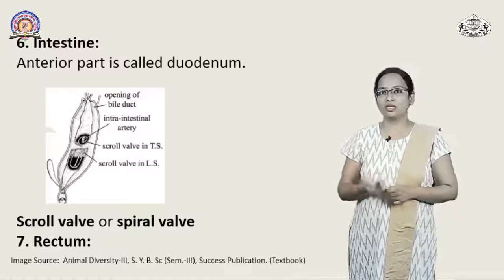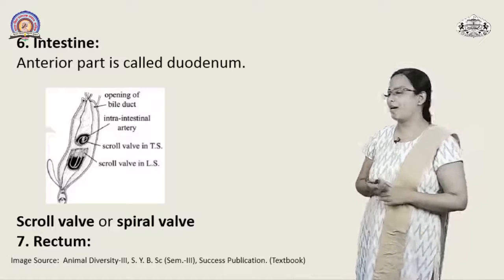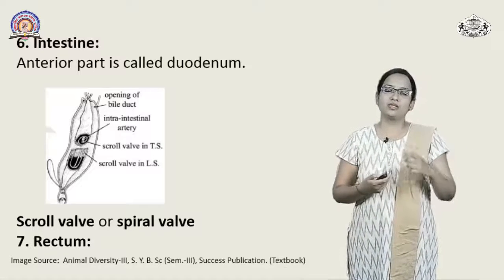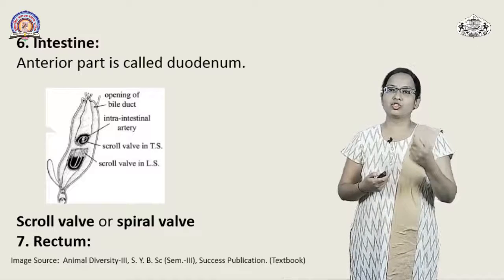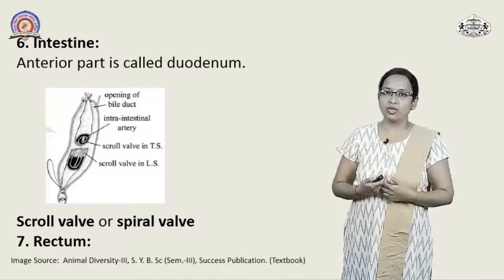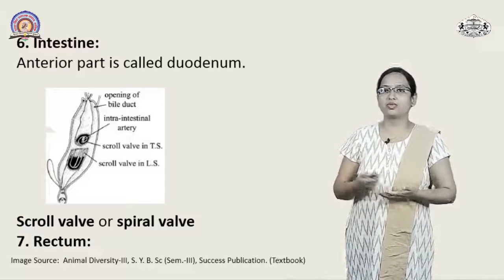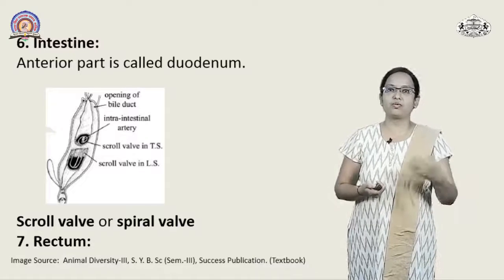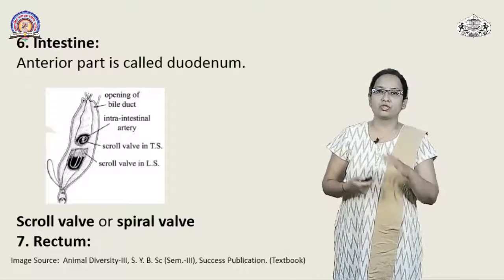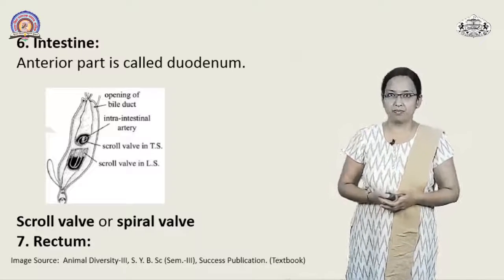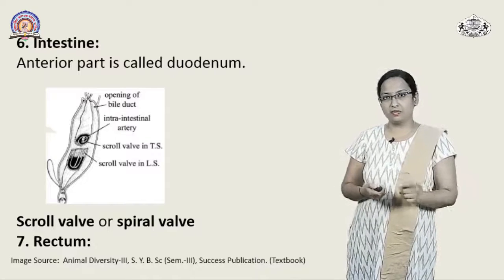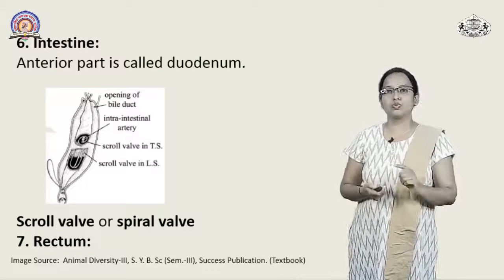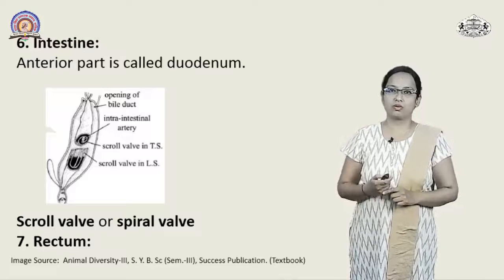Now let's move on to the next part, which is called the rectum. The rectum is again a small part into which the intestine is going to open. What is the function of this rectum? It is going to absorb the excessive salts that are present, or balance the salts that are present. Now this rectum in turn opens into a structure referred to as the cloaca.